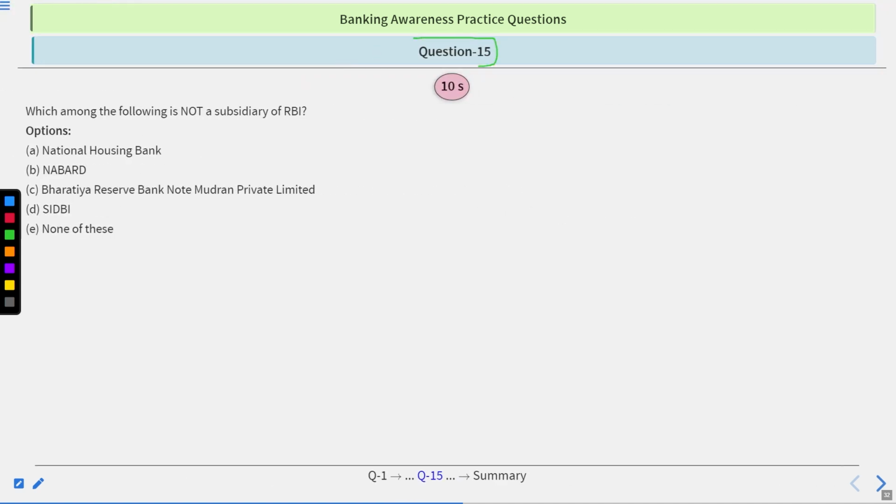Question number 15. Which among the following is not a subsidiary of Reserve Bank of India? National Housing Bank, NABARD, Bharatiya Reserve Bank Note Mudran Private Limited, SIDBI, and none of these. To answer this, again 10 seconds you have. Time starts now.